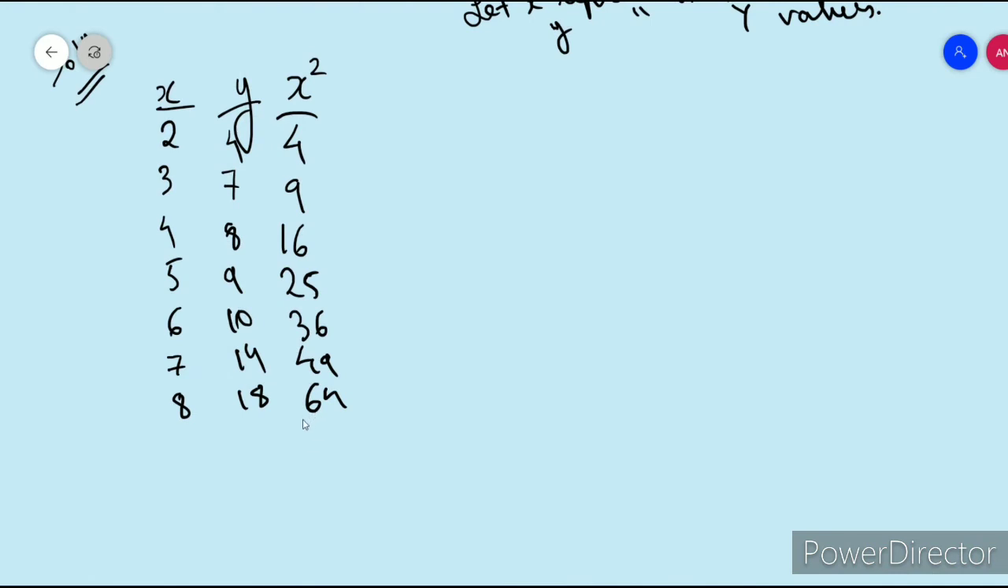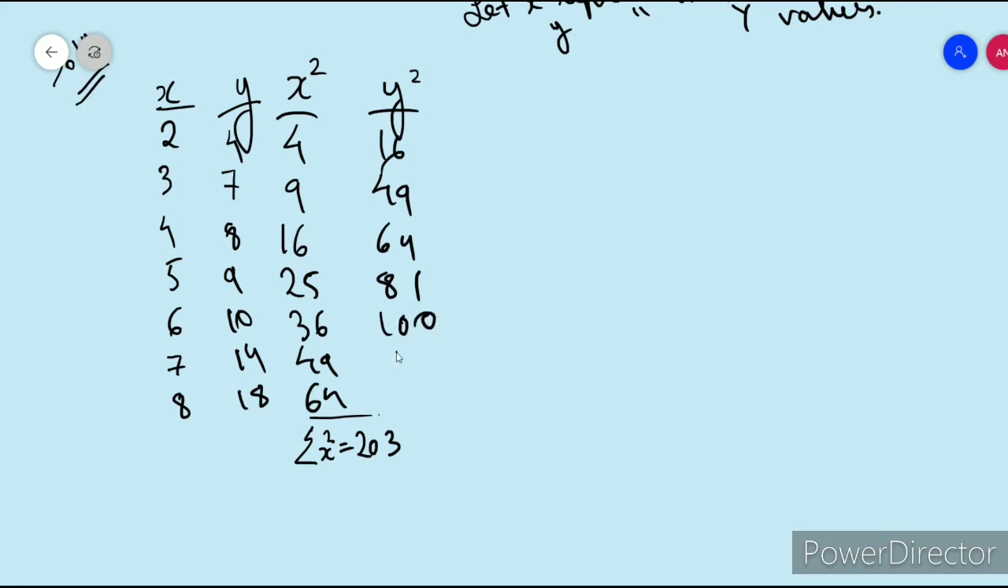So we add these, we get 203. Then y square: 4 square is 16, 7 is 49, 8 is 64, 9 is 81, 10 is 100, 14 square is 196, 18 square is 324. So we take the sum of these values, we get 830. Let me write that properly, 830.